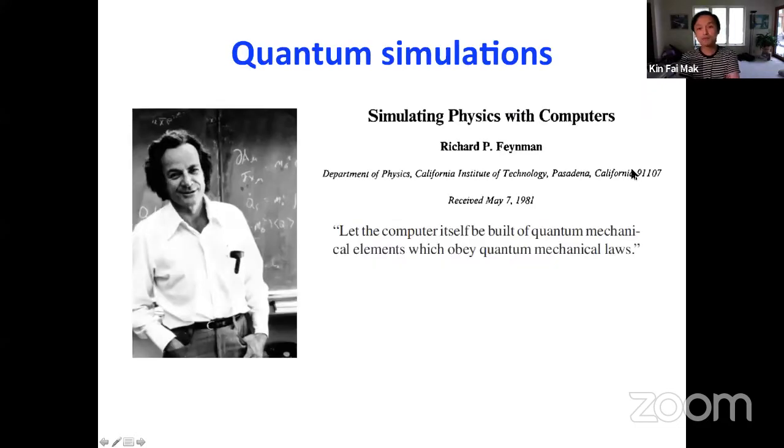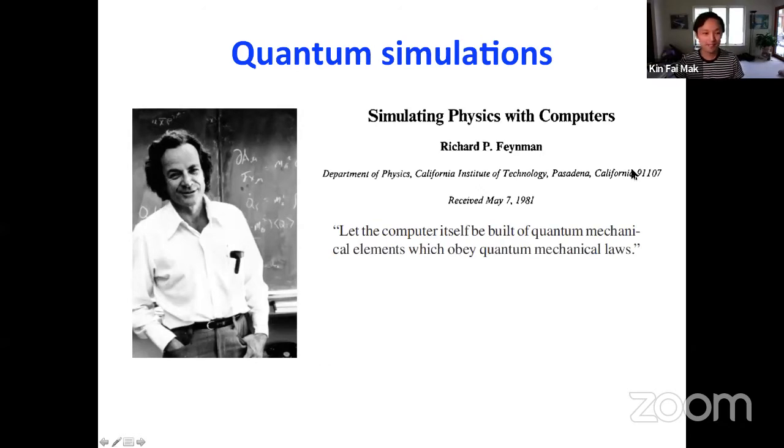Okay, so here comes the concept of quantum simulation, first introduced by Feynman in 1981 in a lecture. This is what Feynman said: let the computer itself... Well, the title of the talk is Simulating Physics with Computers, right? What Feynman proposed is to let the computer itself be built of quantum mechanical elements which obey quantum mechanical laws. Basically, in the modern concept, this would mean a quantum computer.